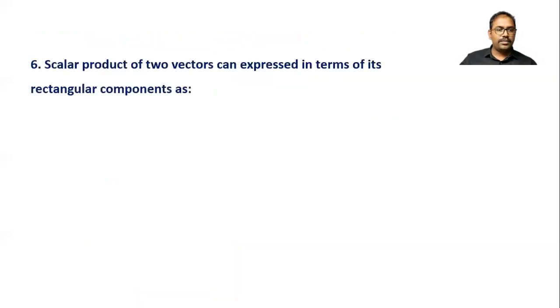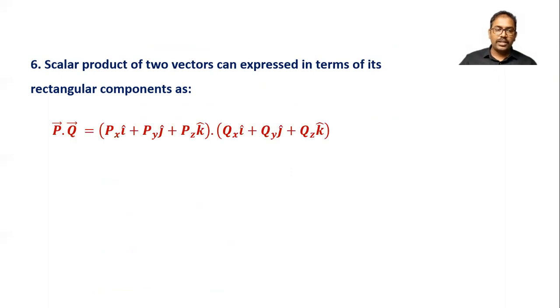Next characteristic, 6: the scalar product of two vectors can be expressed in terms of rectangular components. Let me prove this. I consider the vector p bar dot q bar. P bar I can write this way in terms of rectangular components: p x i cap, p y j cap, p z k cap. Dot q, I can write q x i cap, q y j cap plus q z k cap.